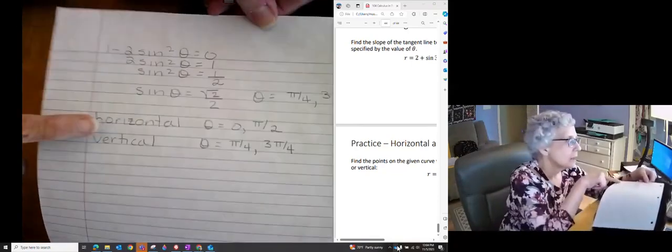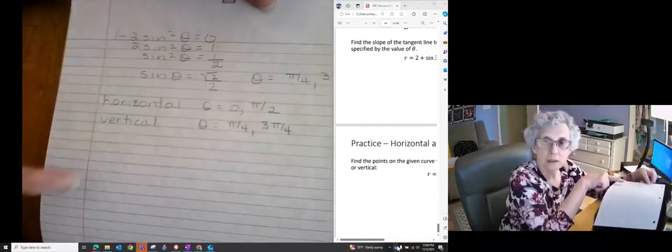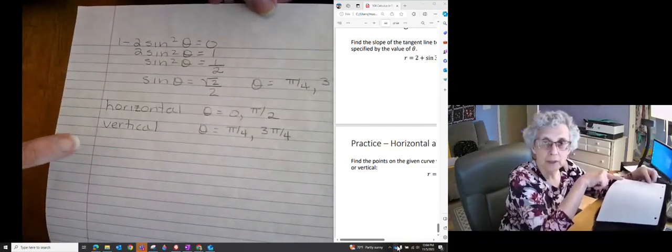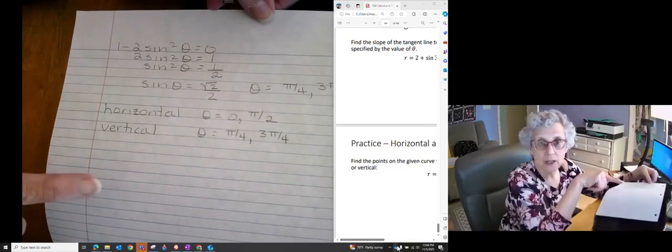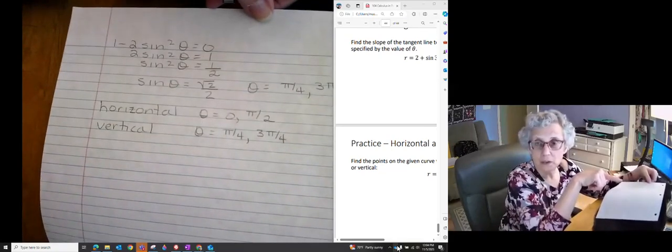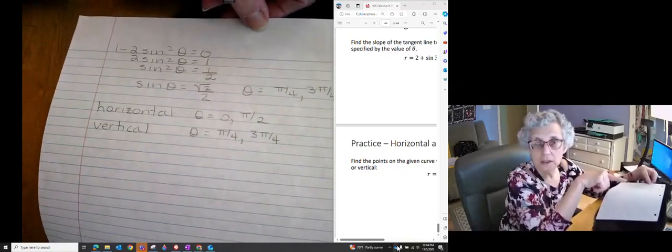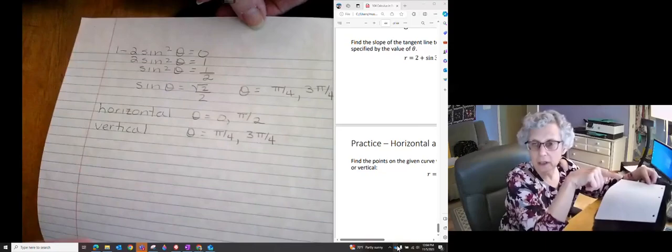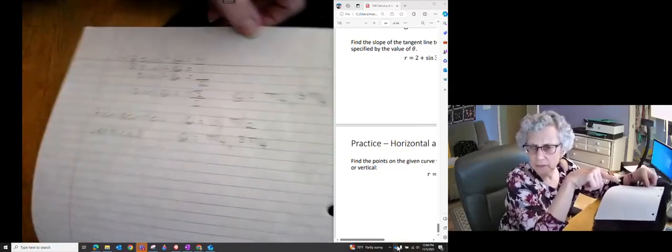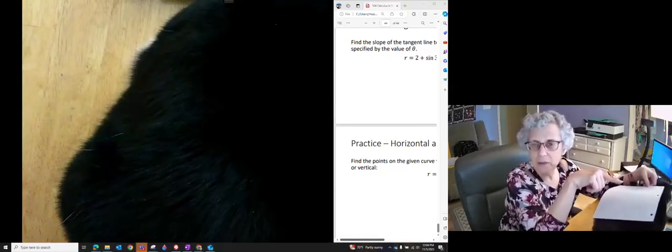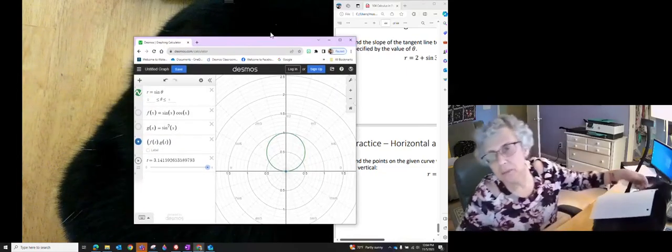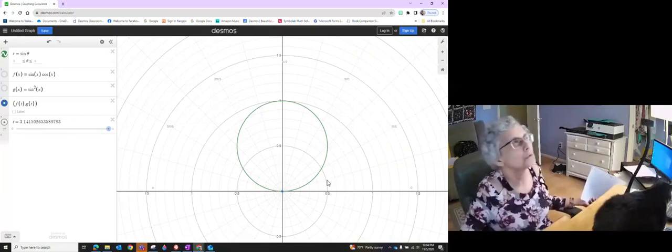And then I did 1 minus 2 sine squared is equal to 0. I ended up with sine squared as 1/2. So I have horizontal tangents at 0 and pi halves. And I have vertical tangents at pi over 4 and 3 pi over 4.